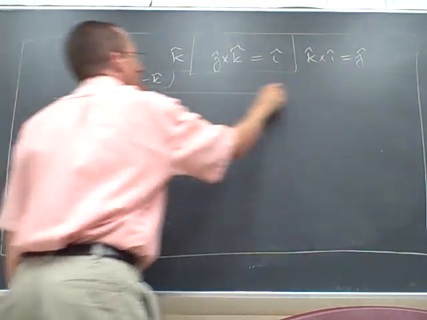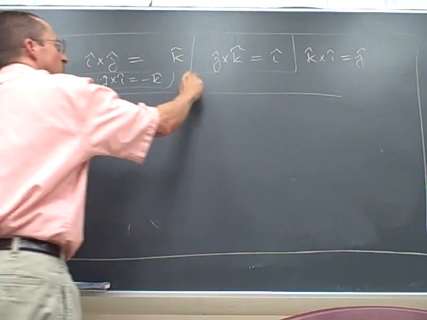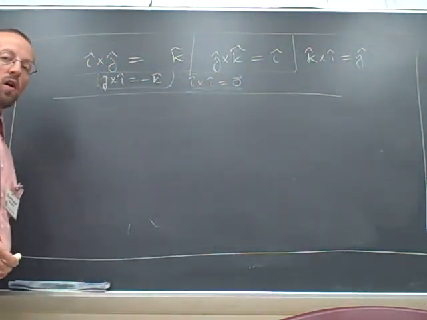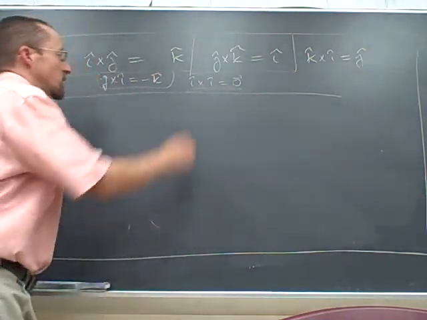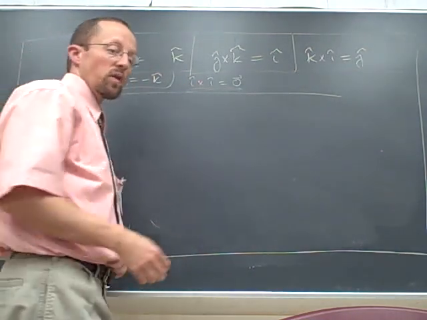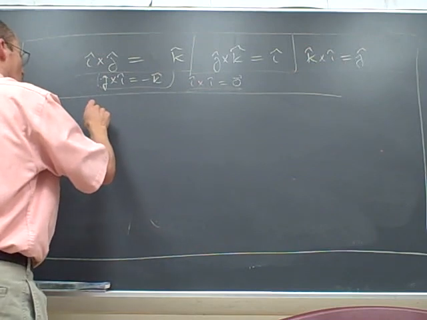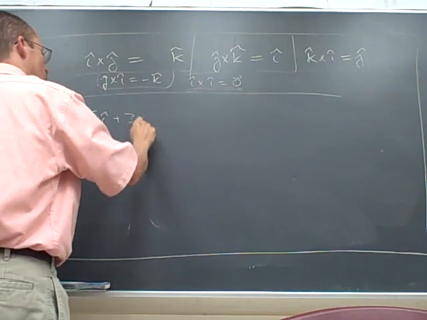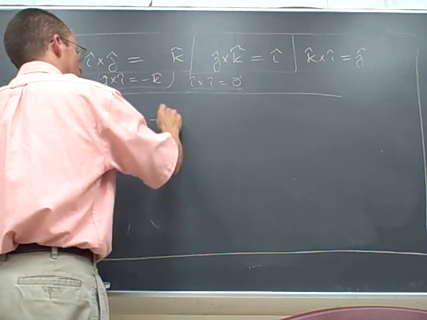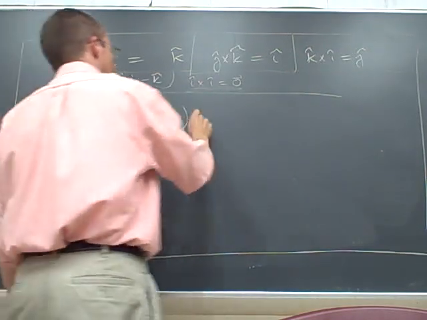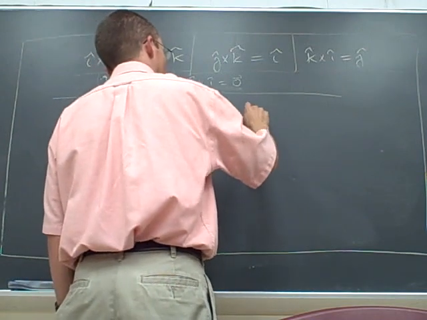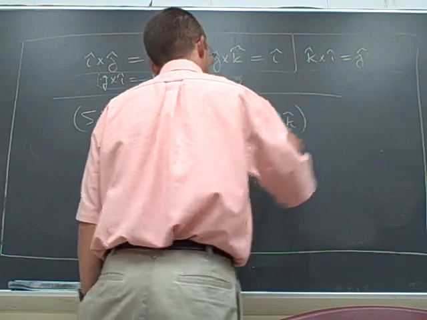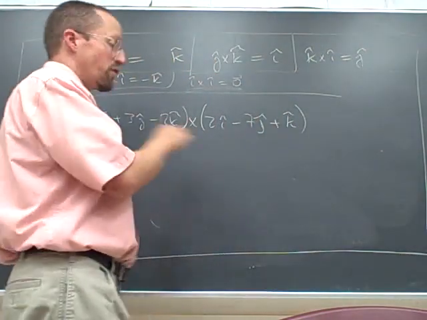Let's see. So I'm going to use these building blocks and things like i cross i equals 0. That's another kind of building block, because it's a vector with itself, that allows us to take the cross product of any two vectors. So the long way is like this: 5i plus 3j minus 2k cross 2i minus 7j plus k. And I'm just going to FOIL it out.